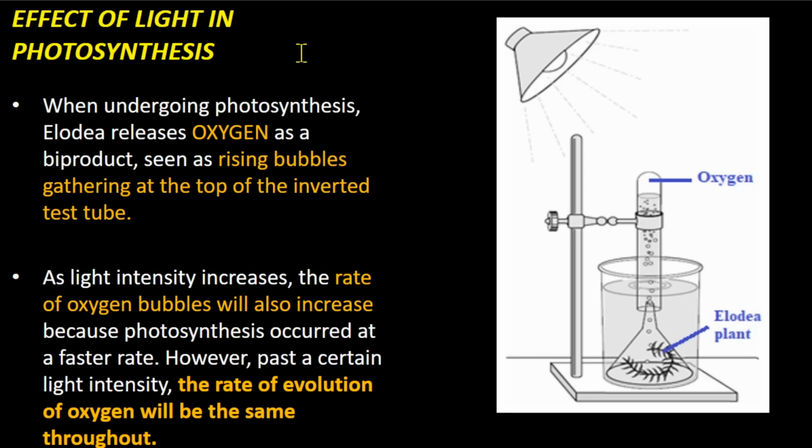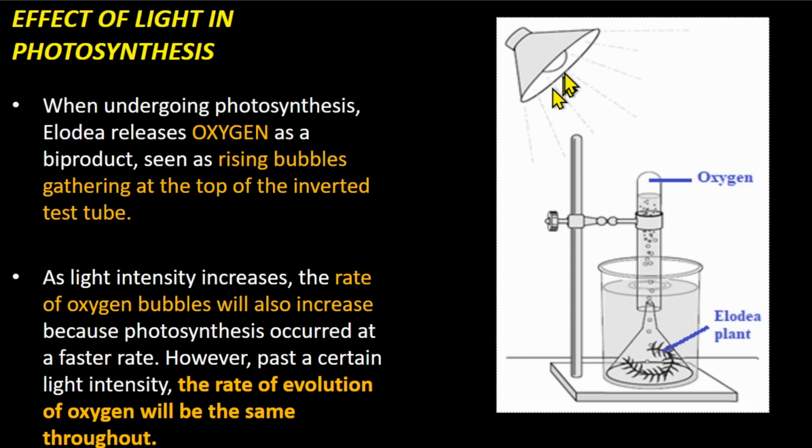Here we have a setup to observe the effect of light on photosynthesis. When undergoing photosynthesis, a plant would release oxygen. So if you use an underwater plant such as Elodea, this would release oxygen bubbles in the water. And as I said, you would see it as rising bubbles gathering at the top of an inverted test tube. So you see a little column of air here, and this will get bigger and bigger as the plant photosynthesizes.